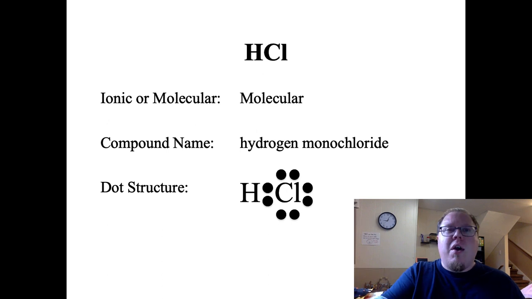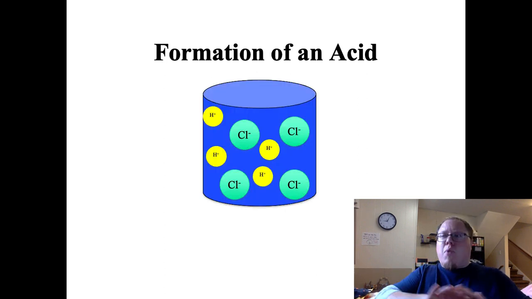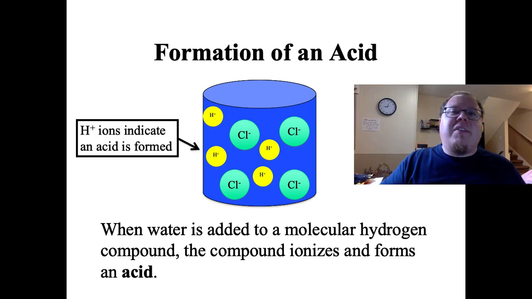it's a molecule. So here is a beaker filled with hydrogen monochloride, the molecule, floating around as little molecules. But add water to it, and that water will break it apart into hydrogen ions, which have a +1 charge, and chlorine ions, which have a -1 charge. So this is essentially what an acid is. An acid is something that is molecular, but when you add water to it, it breaks into two ions, and one of those ions is always hydrogen with a +1.